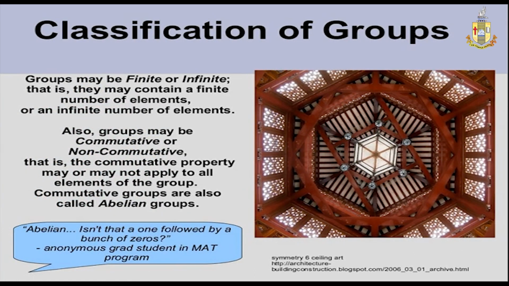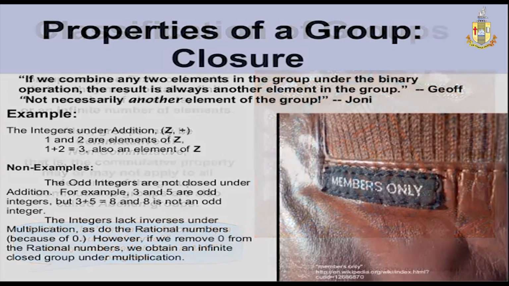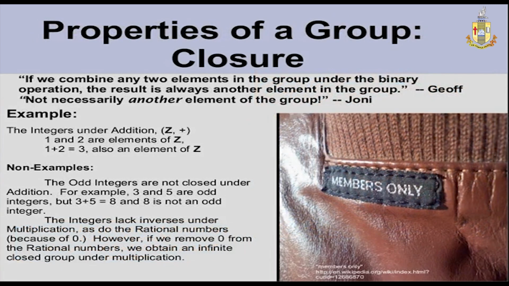Classification of groups. Groups may be finite or infinite. That is, they may contain a finite number of elements or an infinite number of elements. Also, groups may be commutative or non-commutative. That is, the commutative property may or may not apply to all elements of the group. Commutative groups are also called abelian groups. Let us see the properties of a group.